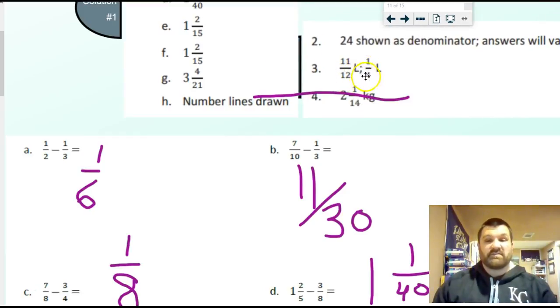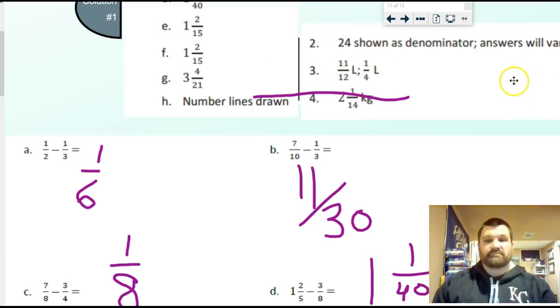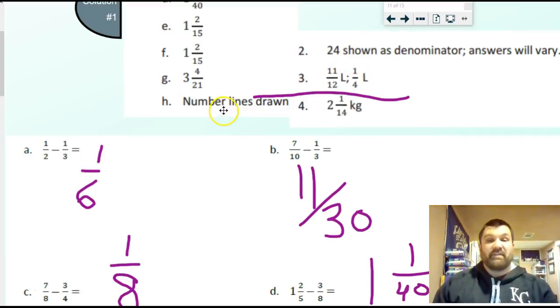Liter for the other extension, 1/4 liter. So other than that, right now you need to follow the sub's directions and work on homework, and then you're good to go. Thank you.